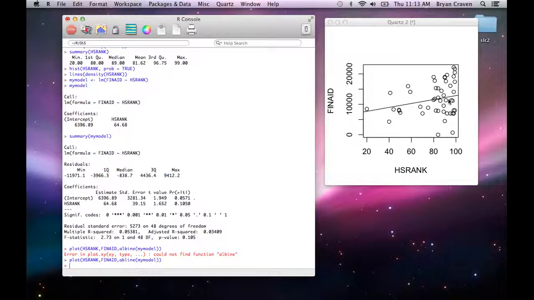So you can see that it's at least fitting the trend of the data. We know from our R-squared value it's not fitting the data very well. R-squared is pretty low, but anyway, that is the basics of what we're trying to do here. So now we can move along to the multivariate regression model.